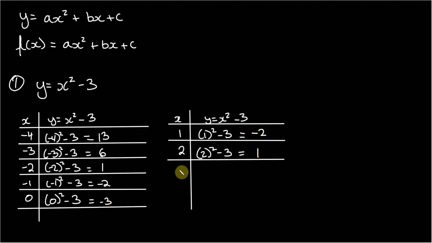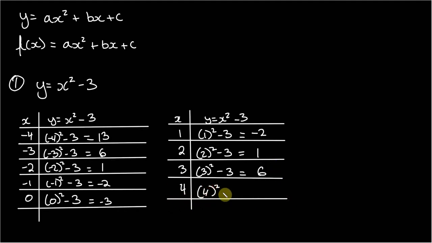And so one might be inclined to predict that when x is 3, y is going to be 6. So when x is 3, 3 squared is 9, minus 3 is indeed 6. And likewise for our final x value, x equals 4. So 4 squared minus 3, that's going to be 16 minus 3, which is 13. And so there is a very clear pattern, and it makes sense when we plot the graph.